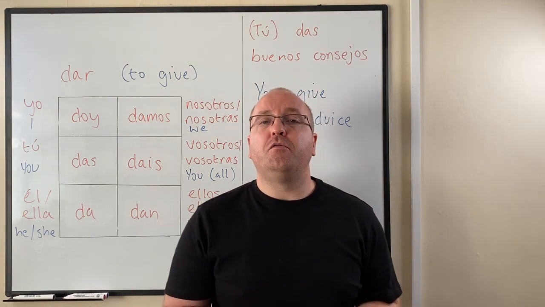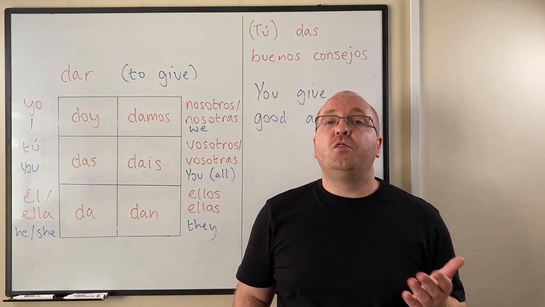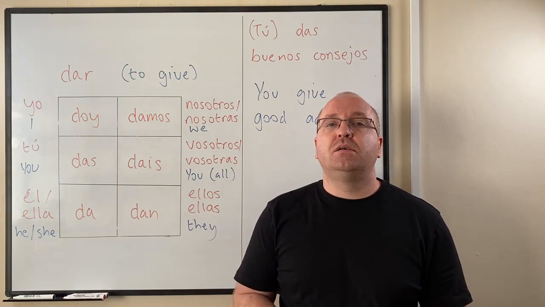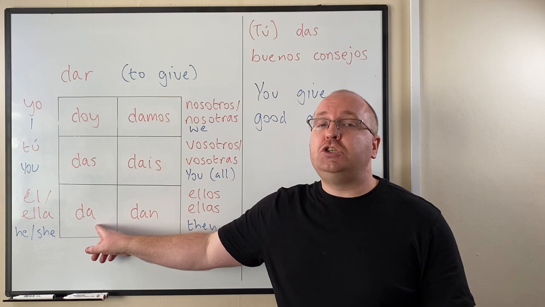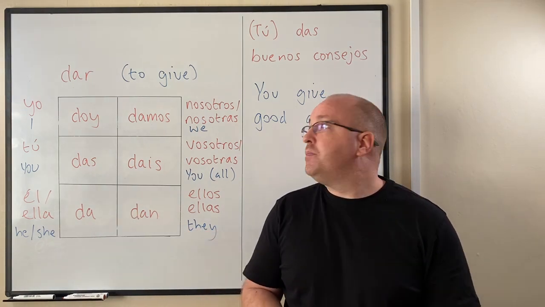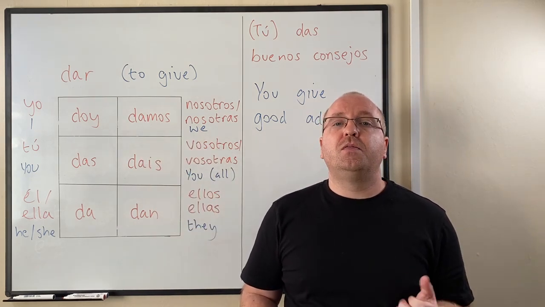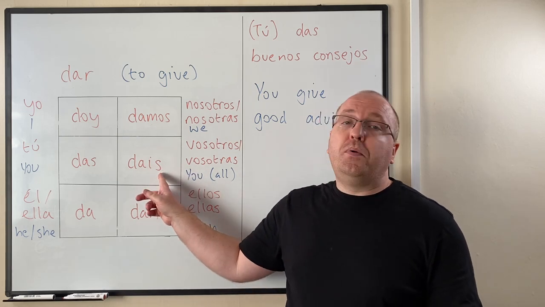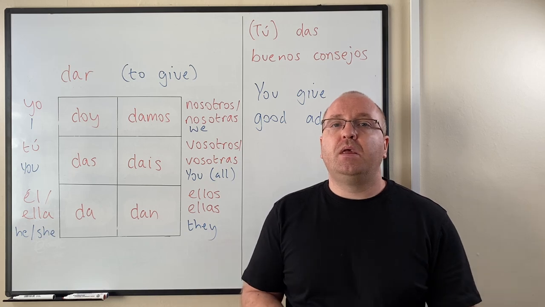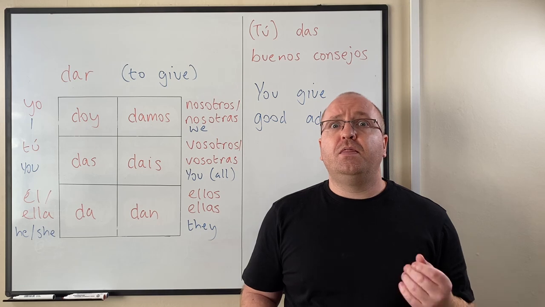Now let's look at the conjugated forms. I give, doy. You give, das. He or she gives, da. We give, damos. You plural give, dais. And finally, they give, dan.